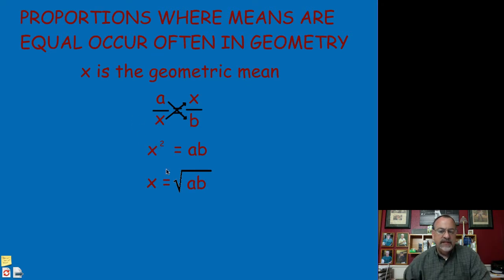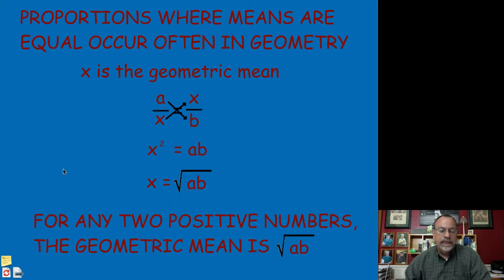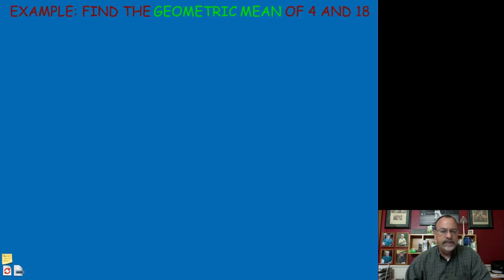So what that means is that the geometric mean of any two positive numbers is simply the square root of those two numbers multiplied together, because if I put them in a proportion and I put an x value here in the means positions that was the same, this is what it would simplify to. So let me show you a few examples of that. To find the geometric mean of 4 and 18, let me show you why it works the way it works.